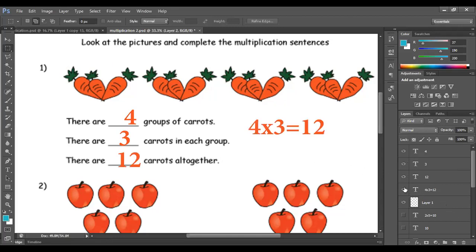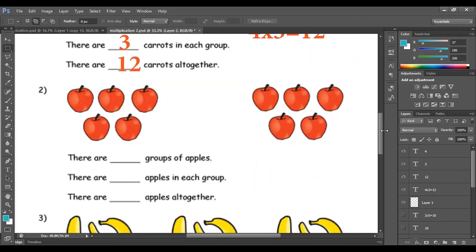And we can also write it as 4 times 3 equals 12. 4 here is the number of groups, 3 is the number of cards in each group, and this is the multiplication sign.